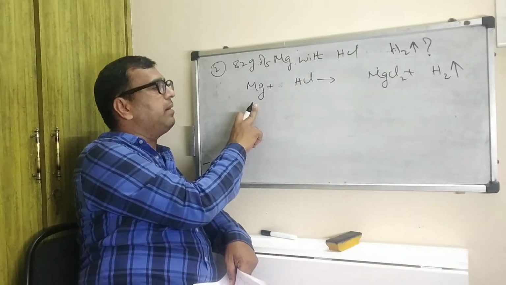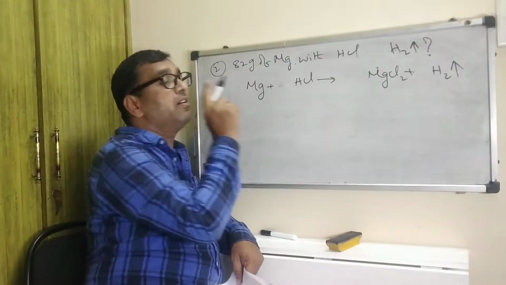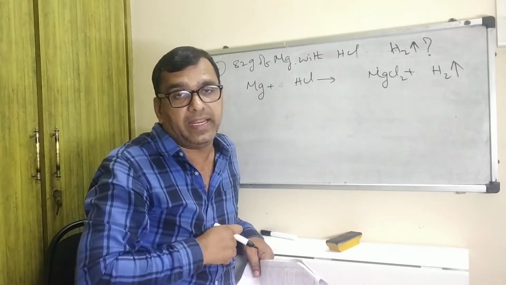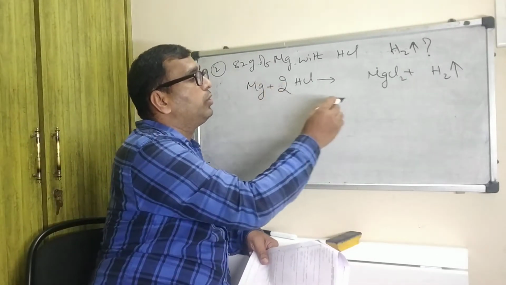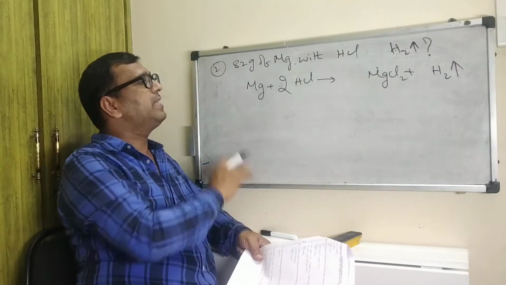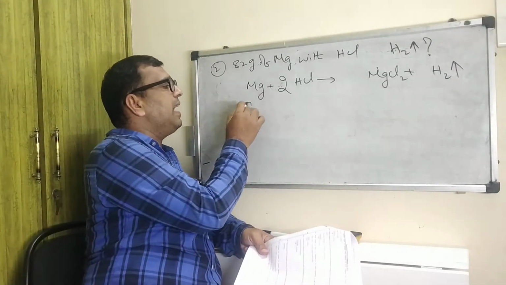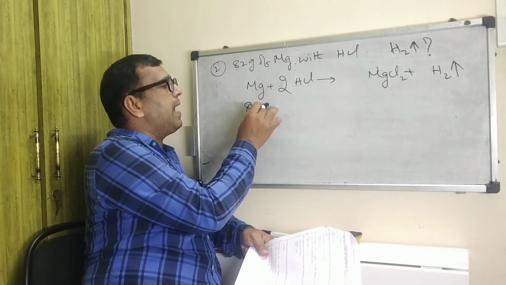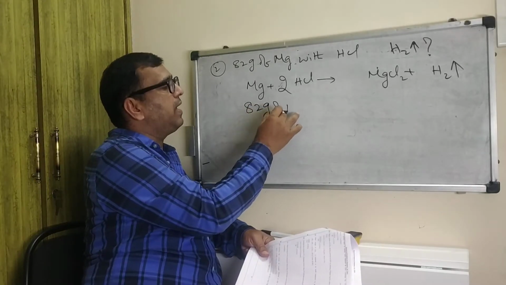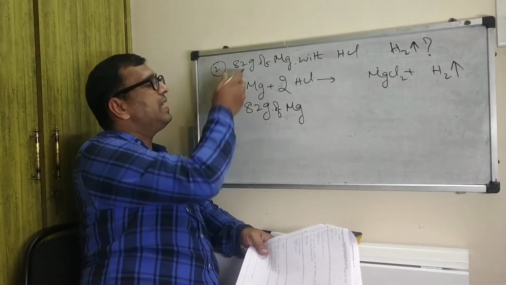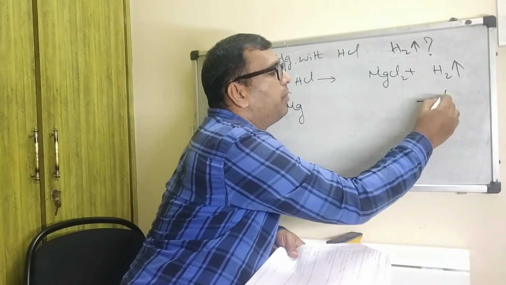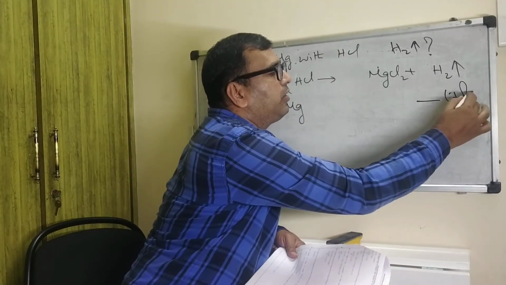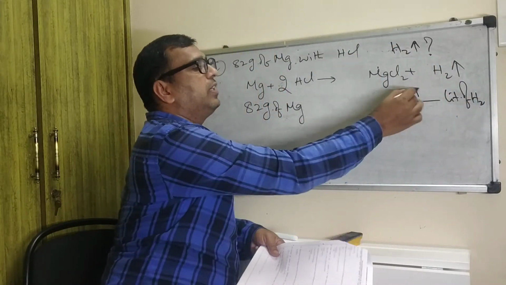Means magnesium, here Mg. First you balance that chemical equation. That is very, very important. Then 2 moles, so 2 2s are 4. It is balanced. Then here 82 grams of magnesium is given. So here calculate the volume. If you want to calculate the volume of hydrogen, how much?